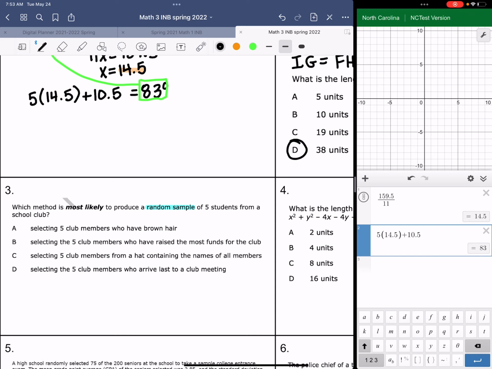Well, selecting 5 members who have brown hair, that's not really random. That's selecting people with brown hair. So that one kind of takes that out. Then we have 5 club members who raised the most funds. Well, if they raised the most funds, they're probably the most dedicated club members, so that's not going to be random. Then with D, it says selecting 5 club members who arrive last to the club meeting. And that's not necessarily going to be random because it may be a whole group of people that are always together. So the one that is random is picking from a hat, and that's random because you're putting all the group members in the hat and randomly picking them out, so making that C.